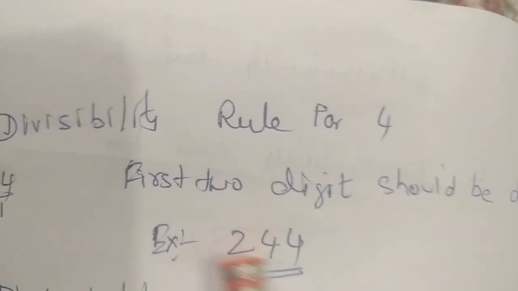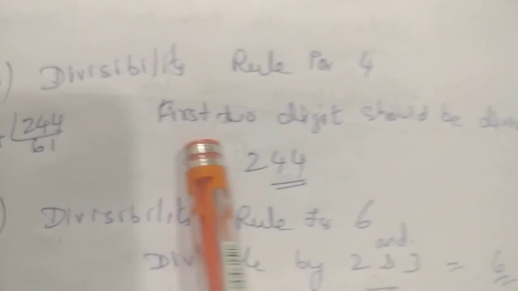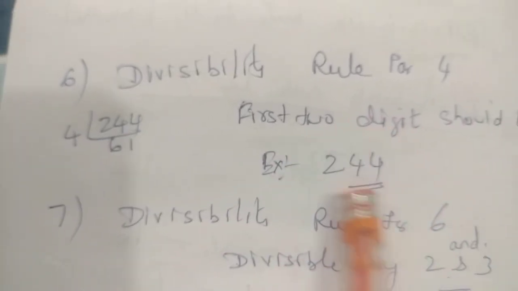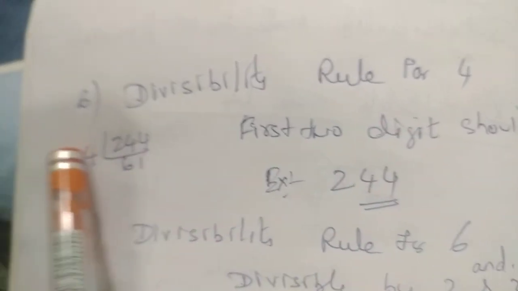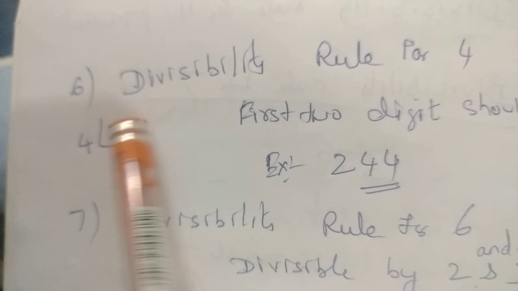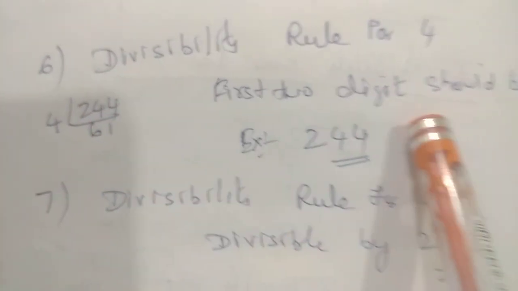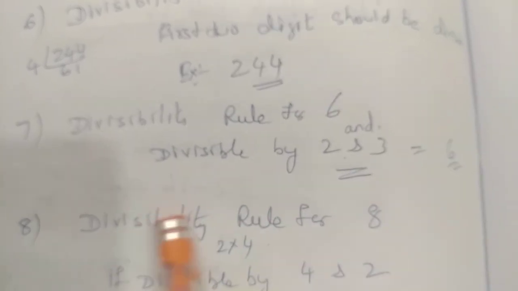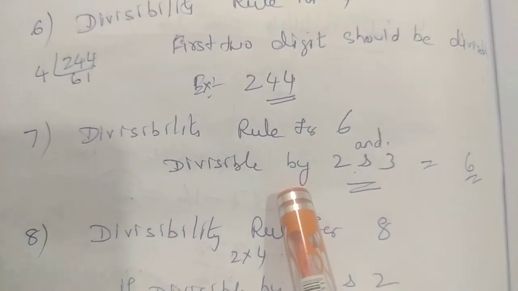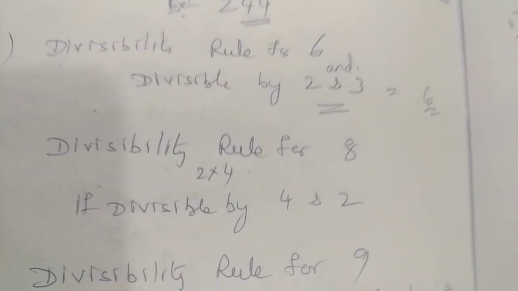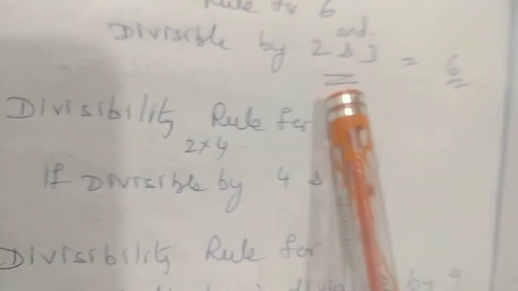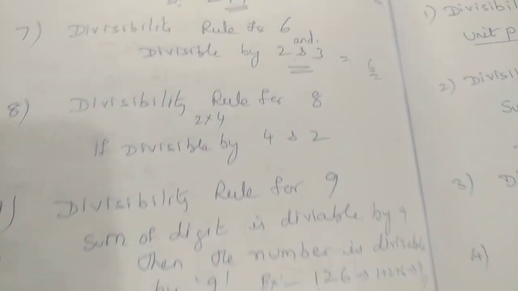Next, what is the divisibility rule for 4? The last two digits should be divisible by 4. Take 244: since 44 is divisible by 4, the number is divisible by 4. What is the divisibility rule for 6? If it is divisible by both 2 and 3, then it is divisible by 6. The divisibility rule for 8: if it is divisible by 4 and 2, you get 8.